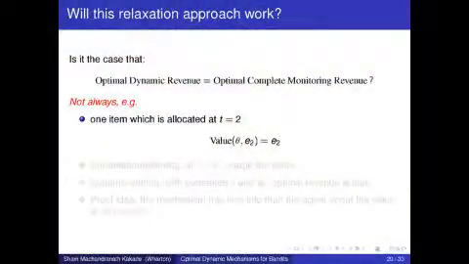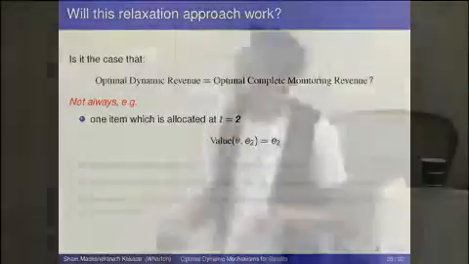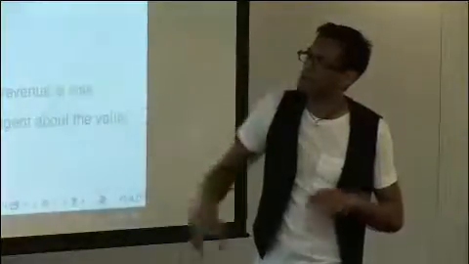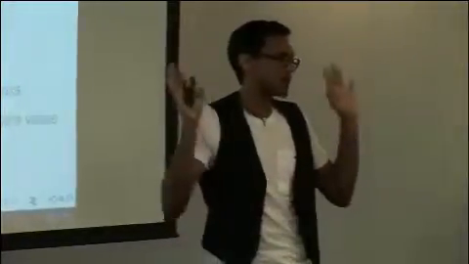I'll briefly describe this, see if it works. But it shows that we can't expect this approach to work all the time. And the idea is, let's consider a particular setting where we have only one item now, and it's going to be allocated at the second time step. So assume all the other items have zero value. So there's really only one item. It's allocated at the second time step.